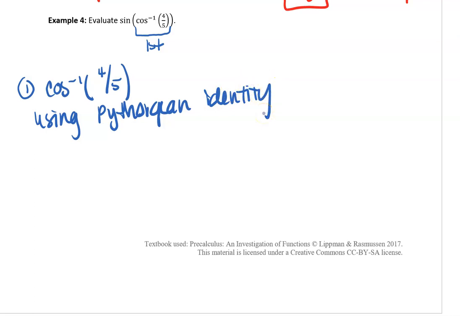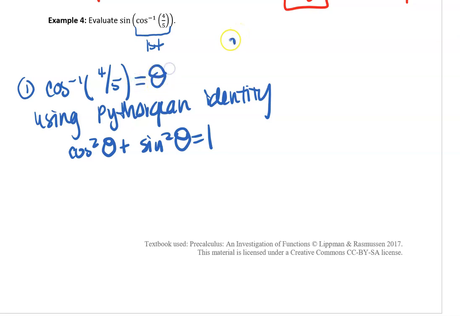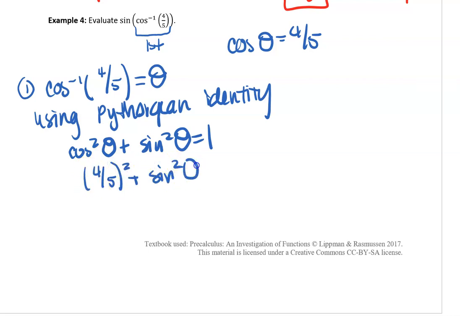Using a Pythagorean identity, I know that cosine squared of theta plus sine squared of theta is equal to 1. And I know that cosine, so if this is equal to theta, this tells me cosine of theta is equal to that 4/5. So in this case, I know cosine squared of theta is (4/5) squared, and I'm only left with sine. So solving this out, this gives me 16 over 25 plus sine squared theta equal to 1.